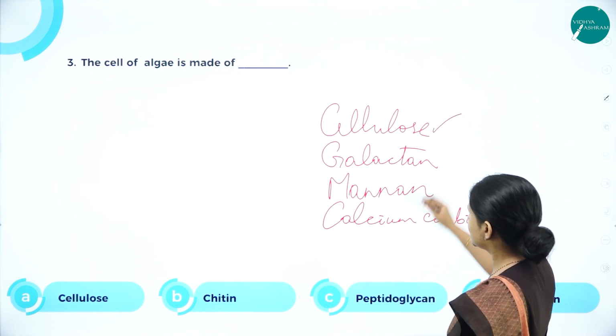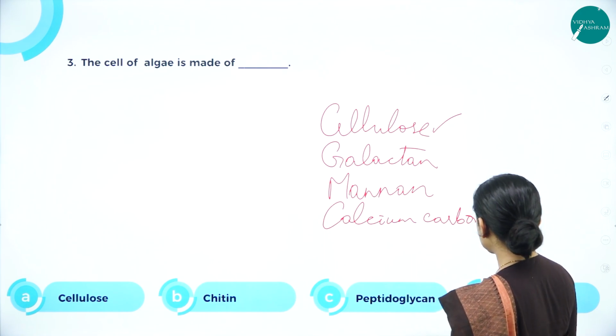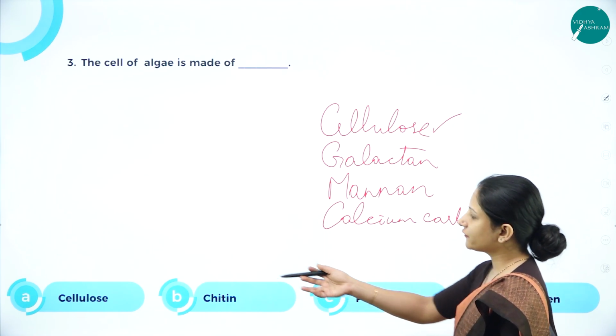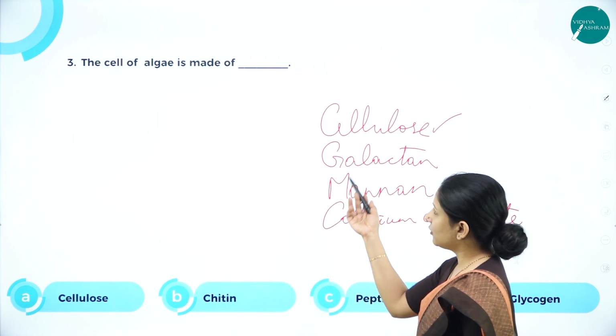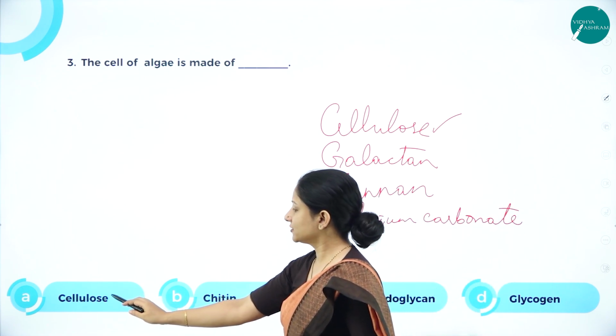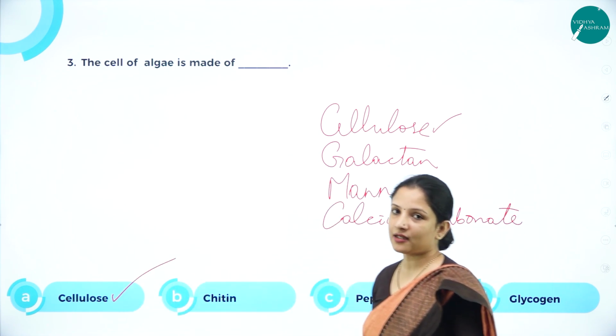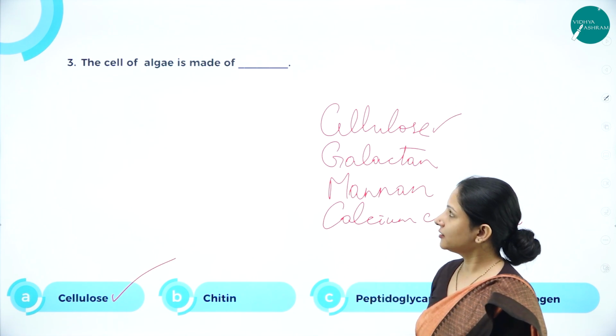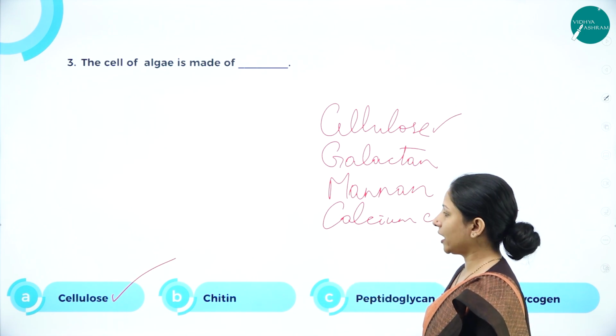Cellulose is there. Chitin, no. Peptidoglycan, glycogen, no. So therefore, any of the options can be given here. The cell wall of algae is made up of cellulose, and cellulose is there in this option. So option A is the right answer here. Option A is the one that we have to choose.